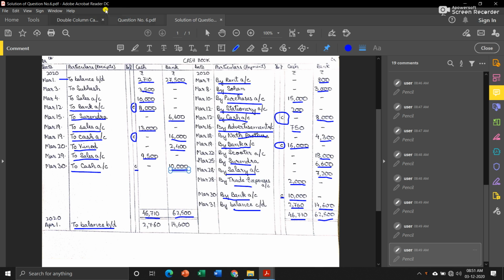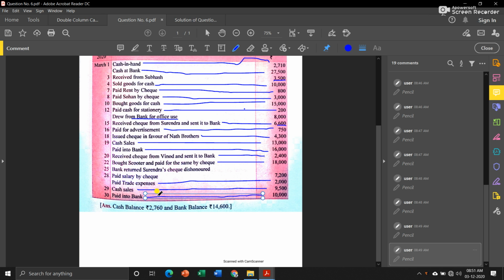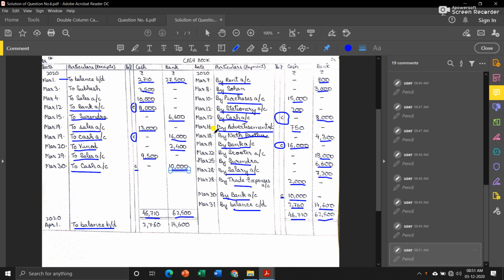Now remember, our last transaction took place on 30th March, and March, as we know that it is a 31-day month, so we will balance the account on March 31. So I hope you understood how to prepare double column cash book, and you can practice by yourself if you want. And if you have any confusion or any doubt, you can contact me.